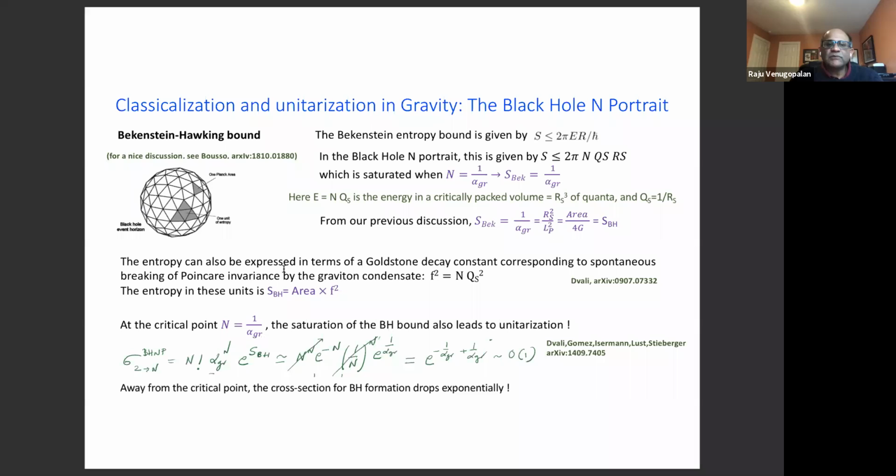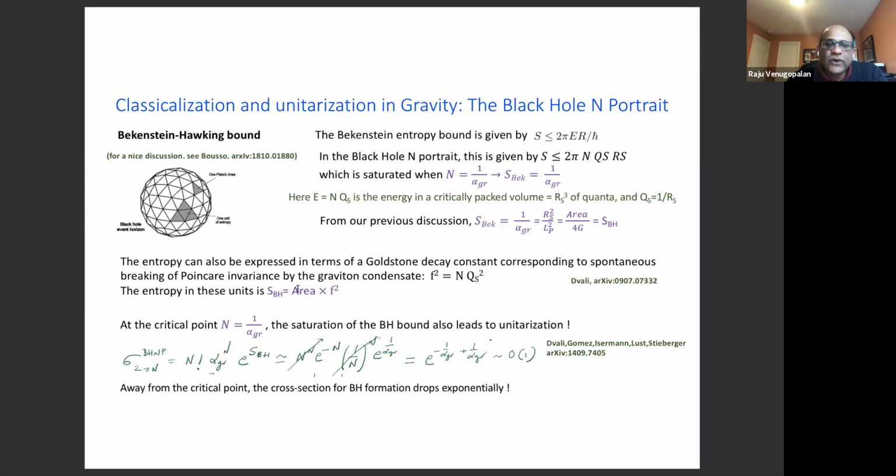Now, this entropy, however, much more fundamentally at some level, can also be expressed in terms of a Goldstone decay constant corresponding to the spontaneous breaking of Poincaré invariance by the graviton condensate. So essentially, what you're doing is producing a classical object in this process, and there's a decay constant for this object. And that decay constant, again, can be shown to be n times Q_s squared. And so you can re-express the entropy in these units, again, as an area law of area times f squared. Now, the remarkable thing, or the conjecture, is that at n equal to 1 over alpha gravity, the saturation of black hole states also leads to unitarization.